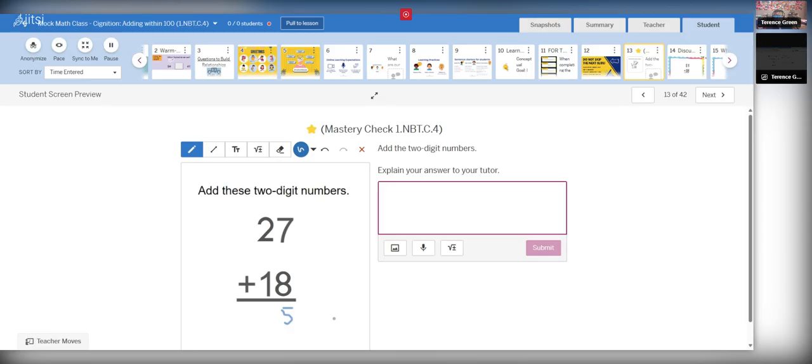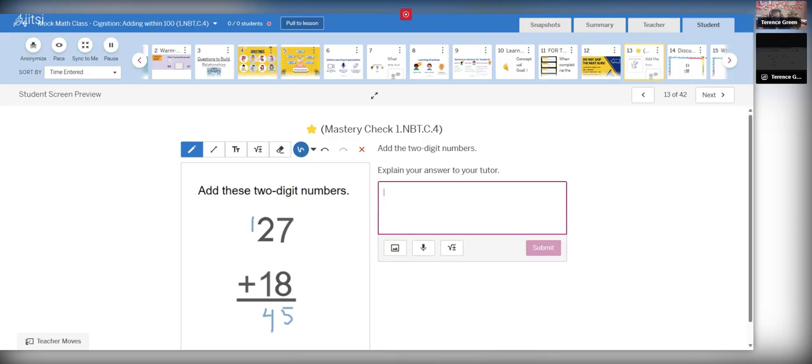Okay. And carry my 1, good. And then 2 plus 1 is 3. Plus the other 1 makes 4. Okay, so our final answer is 45. And some of the things that we did for this one, let's recap some of the steps that we did.